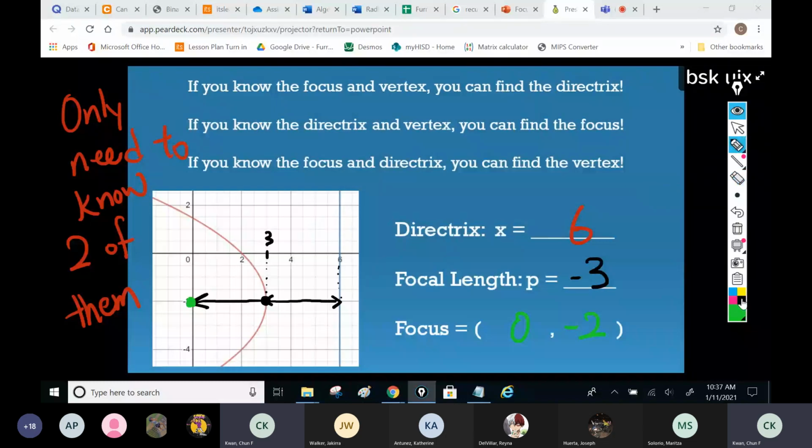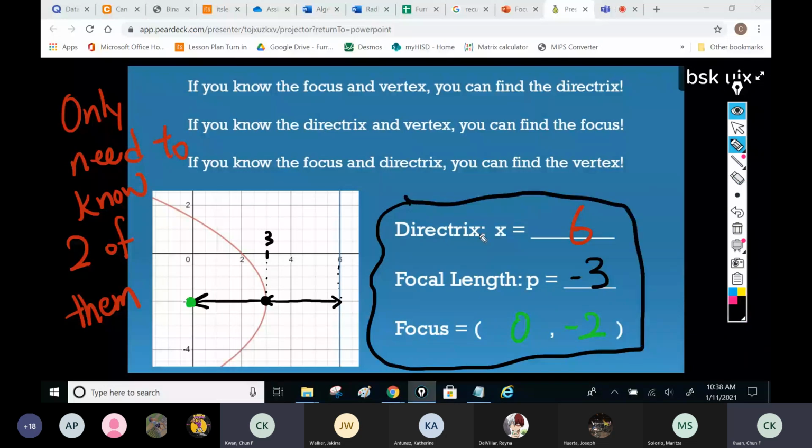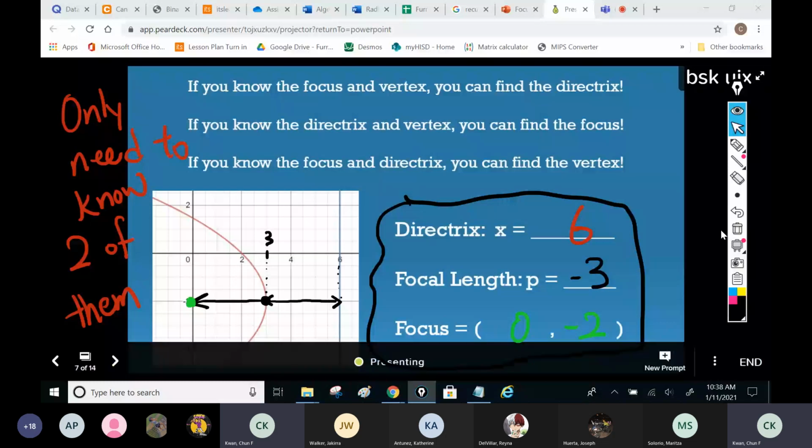So out of these three things, you only need to know two. Because if you know two of them, you can figure out the last one. So every single problem you do, they will give you two pieces of information, and you have to figure out the third one so you can get the complete picture of how the graph looks.